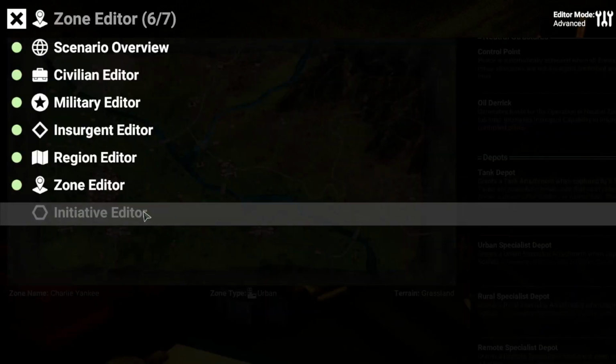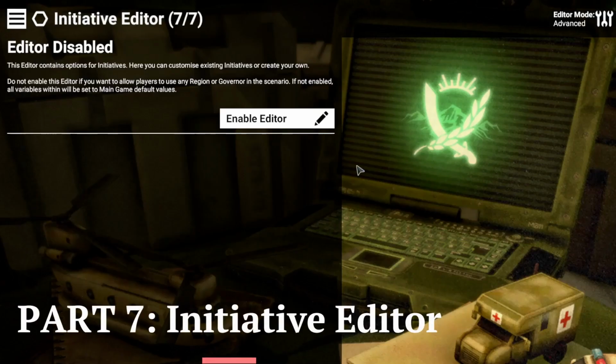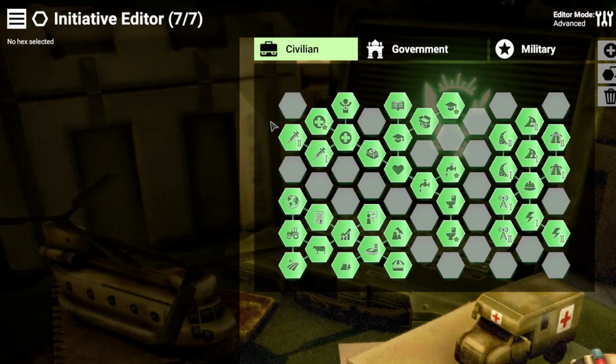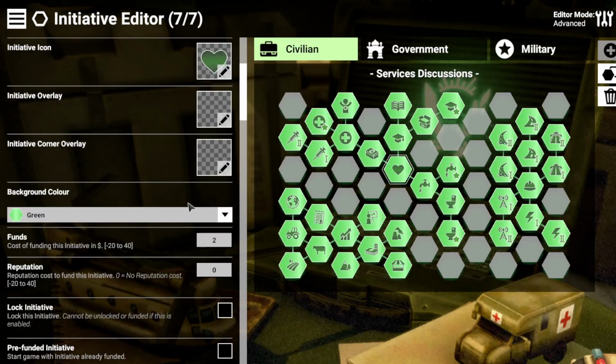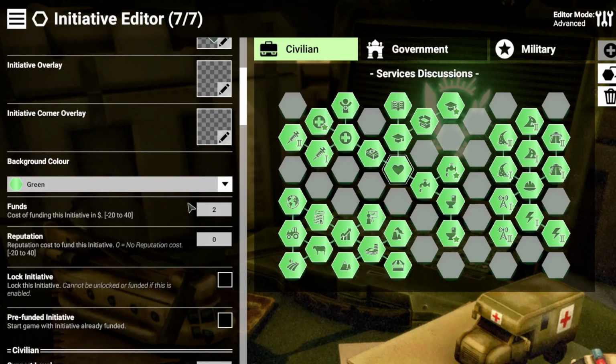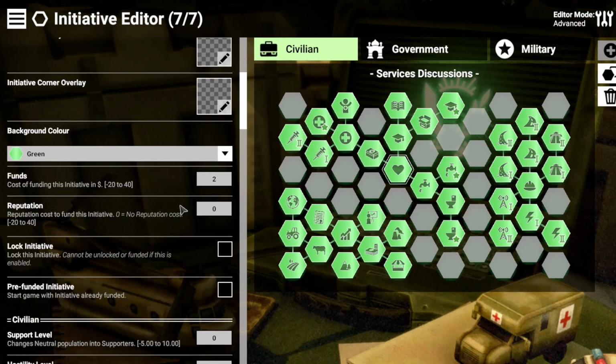Next up, initiative editor. Requires zone selection plus governor selection. Name, description, icon, overlays, color, self-explanatory. Cost, the cost without inflation. Lock initiative, useless for gameplay. Pre-funded initiative, no cost or inflation impact.